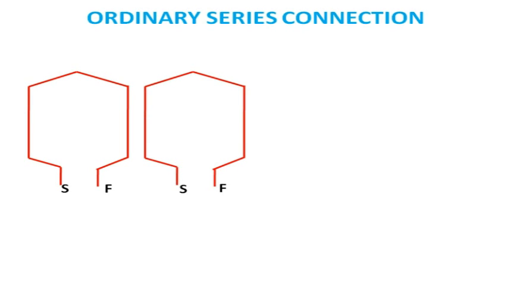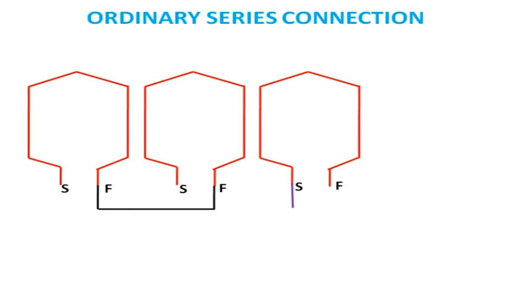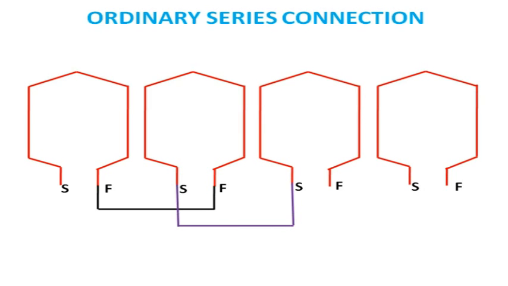Now see one by one. Ordinary series connection. This is a coil group. The ordinary series connection will be finish to finish, then starting to starting, finish to finish. This combination will continue. You can see that the first coil group and second coil group finish to finish will be connected. Then second to third, starting to starting will be connected. Then third to fourth, again finish to finish. And finally, the A1 A2 terminal of one phase will be starting to starting.